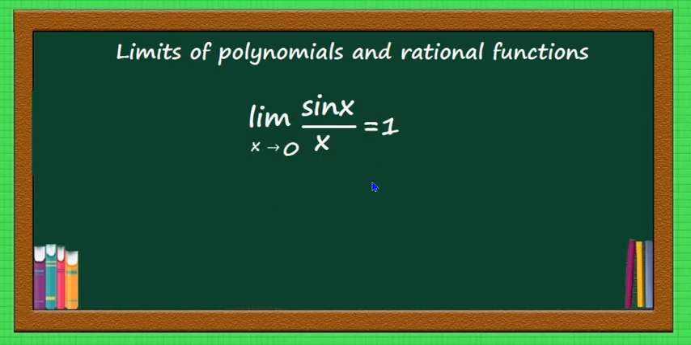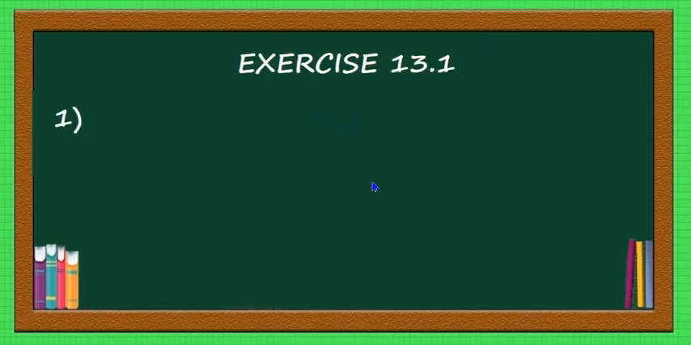And limit as x approaches 0 of sin x by x is equal to 1. Here, if you put x equal to 0, you will get sin 0 by 0, a 0 by 0 form, which is an indeterminate form. But still the limit of this exists, and the limit as x approaches 0 of sin x by x is equal to 1. You have to memorize these results. And now let us come to the problems in the exercise.